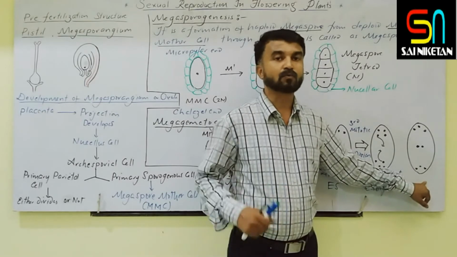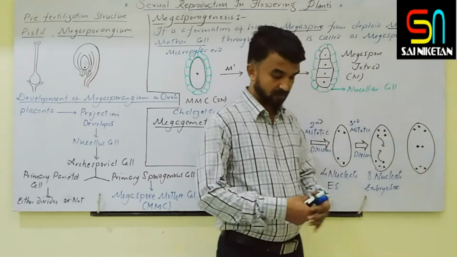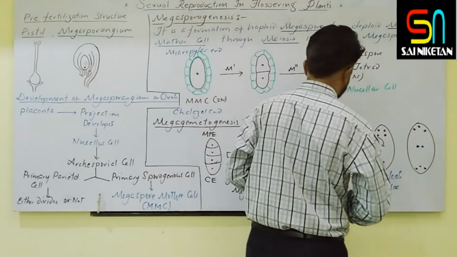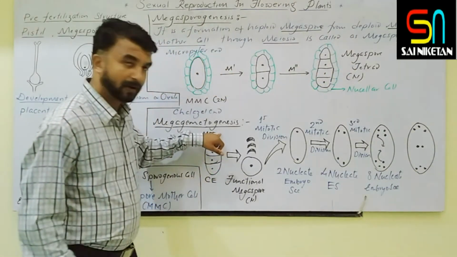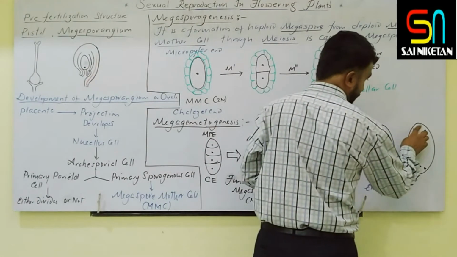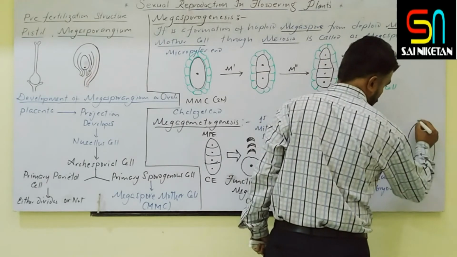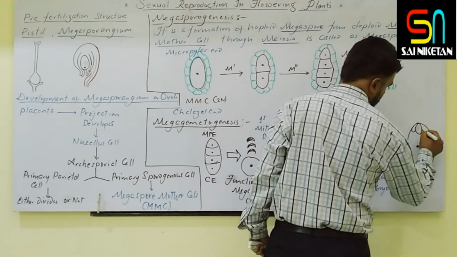After cell wall formation, out of 8 nuclei, the cell wall is laid down in such a way that, toward the micropylar end, 3 cells are present: 1, 2, 3.